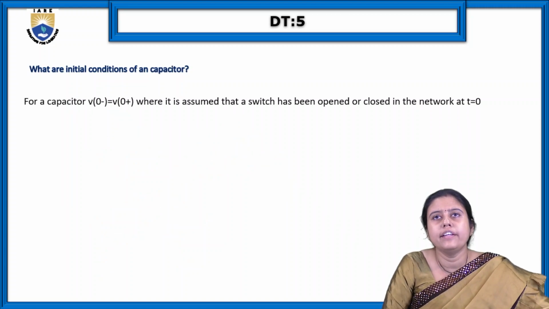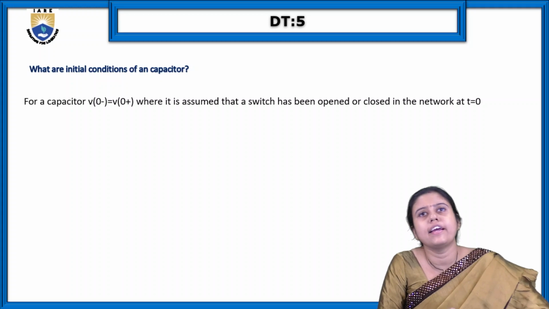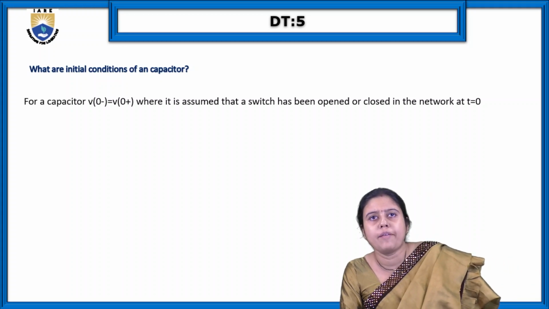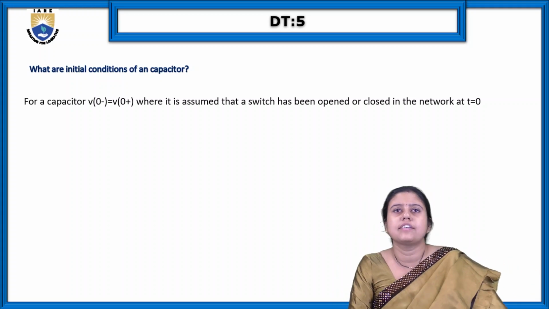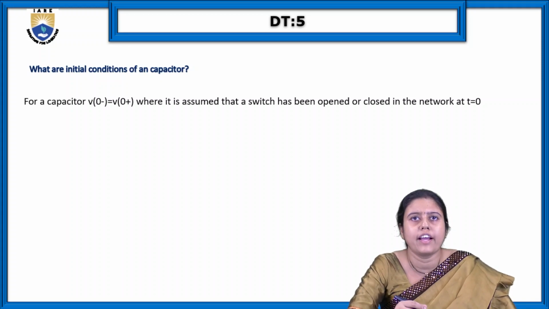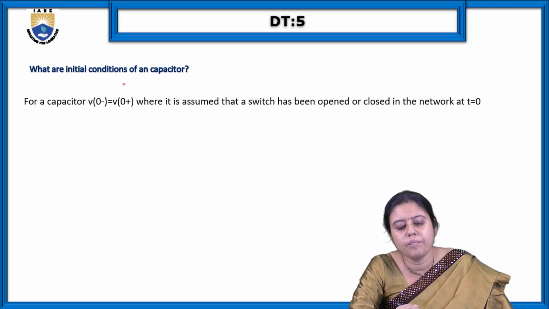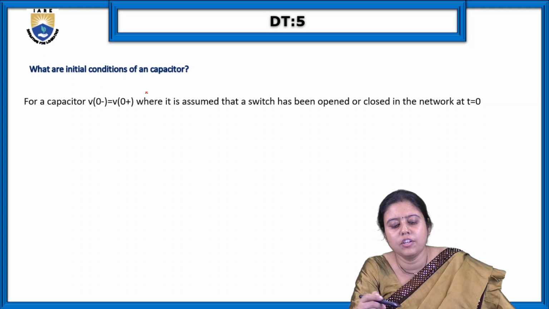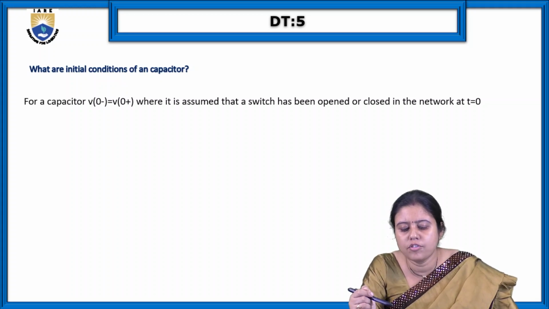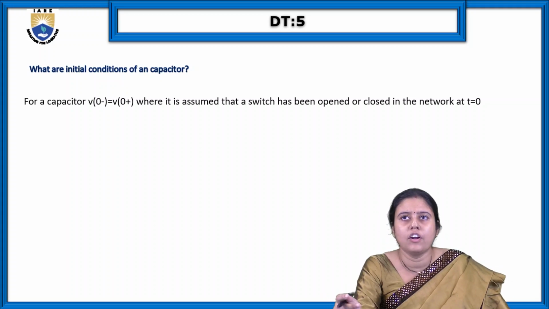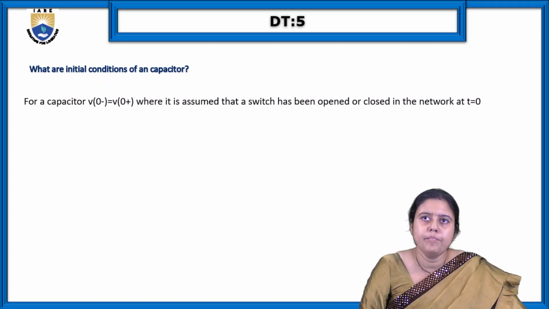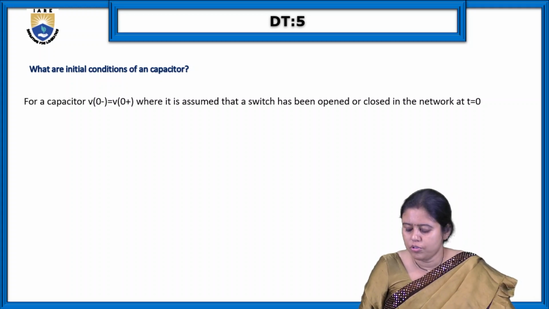We are moving to the next question. What are the initial conditions of the capacitor? I have already discussed the initial condition for the capacitor: V0 minus is equal to V0 plus, where it is assumed that the switch has been opened or closed in the network at t equals 0.